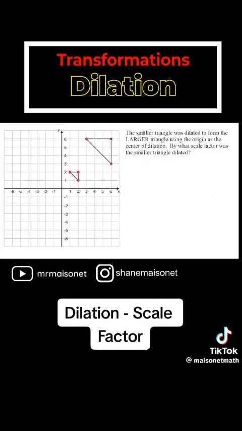All right, so this time it says the smaller triangle, which is right here, was dilated to form the larger triangle, which means this smaller triangle is being stretched to form this triangle, meaning that the scale factor has to be greater than 1. So let's make our fraction bar and figure out what number we put on the top and what we put on the bottom.